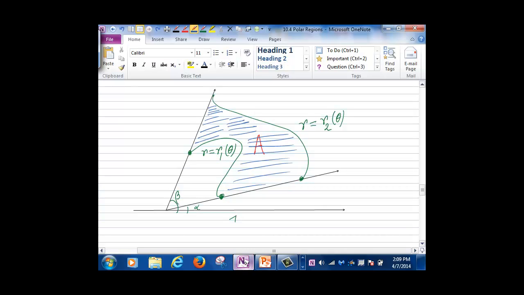Okay, so again the question is, I have a region bounded by the curves r1 of theta and r2 of theta, and by the two rays at alpha and beta. And the question is, what is that area? Now, can someone tell me what is this area? What's the value of this area?